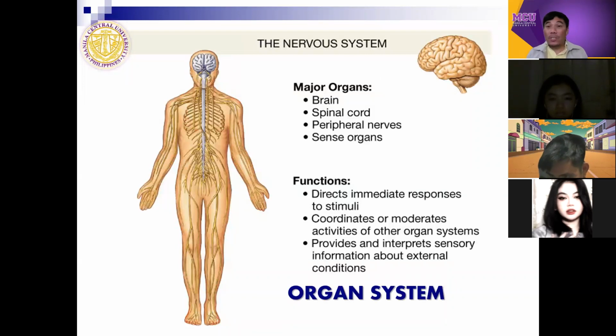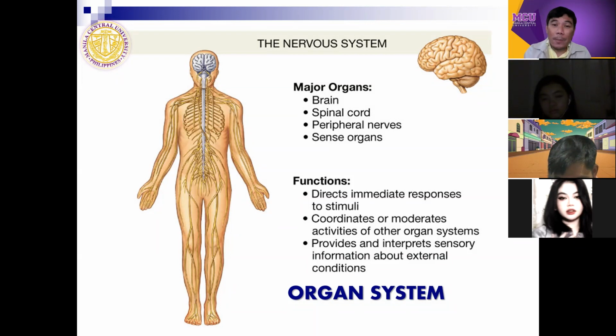Next, the nervous system. When it comes to the nervous system, the major organs are the following: the brain, the spinal cord, the peripheral nerves, and the sense organs. Let's take a problem of spinal cord injury. Spinal cord injury, for example, is now the pathologic disease. So pathology is the disease, the injury itself. There is an injury of the spinal cord. From the major organs, you will question yourself: will it affect the function of the brain?